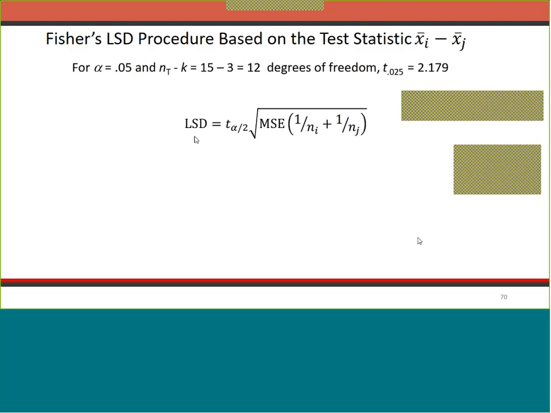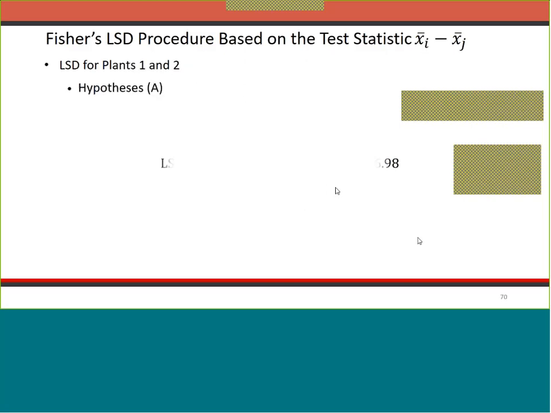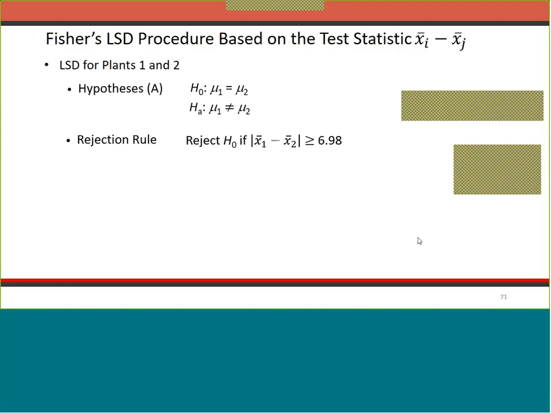So you just calculate Fisher's LSD value as t alpha by 2 into square root over MSC of 1 by Ni plus 1 by Nj. So LSD is coming out to be 6.98. So for plants 1 and 2, you will write H0 as mu1 equal to mu2 and HA as mu1 not equal to mu2. So if you use the test statistic approach, it's just like a confidence interval. Reject H0 if mod x1 bar minus x2 bar is greater than or equal to 6.98.